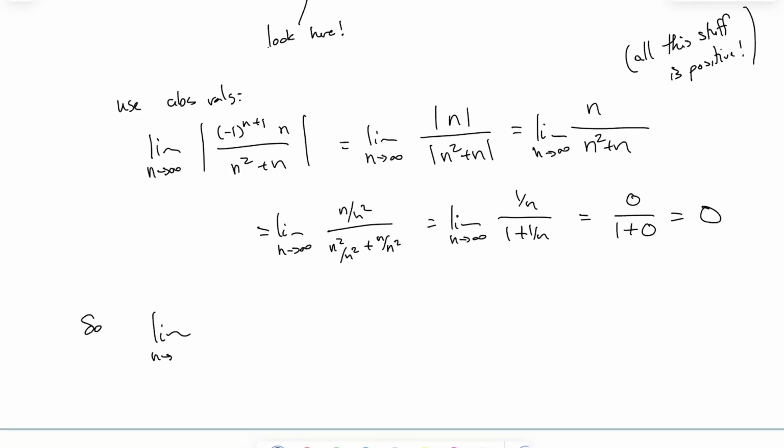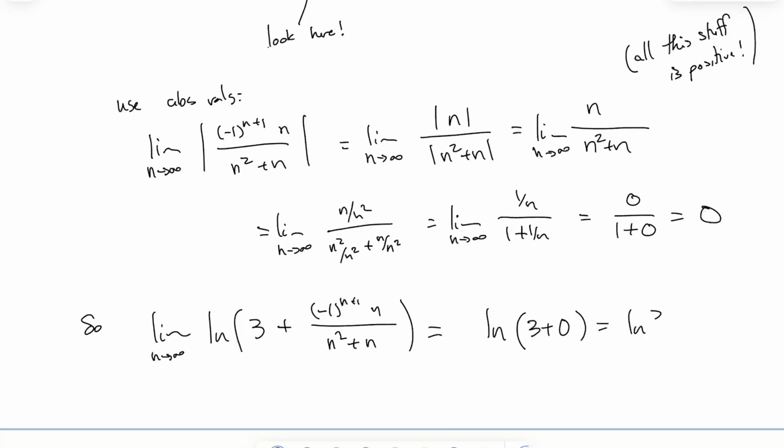So my final answer then, I'll just write it all again. ln 3 plus minus 1 to the n plus 1, n over n squared plus n. The only part that matters is that fraction on the inside, and we just demonstrated that that fraction's limit is 0. And so my final answer is just ln 3 plus 0. I had to write this out in two parts, and I think there is no correct way to write this just as one long thing. Sometimes you have to deal with a little piece of it separately on its own.